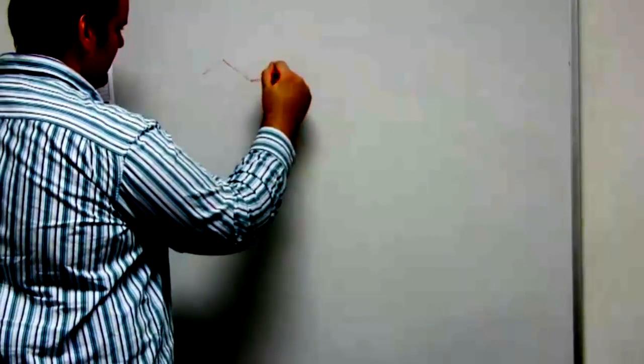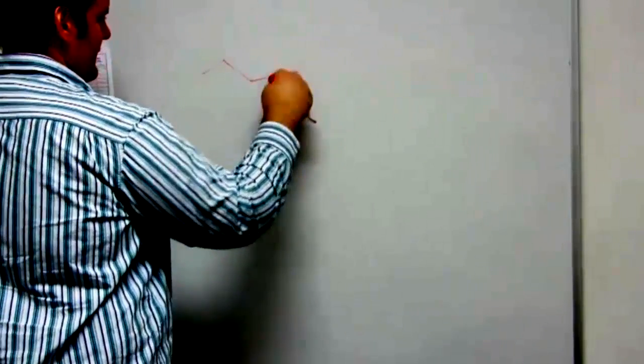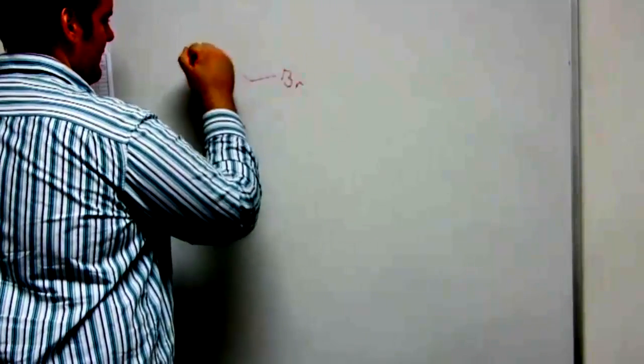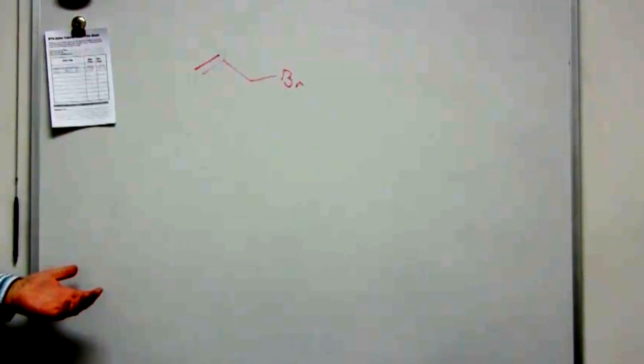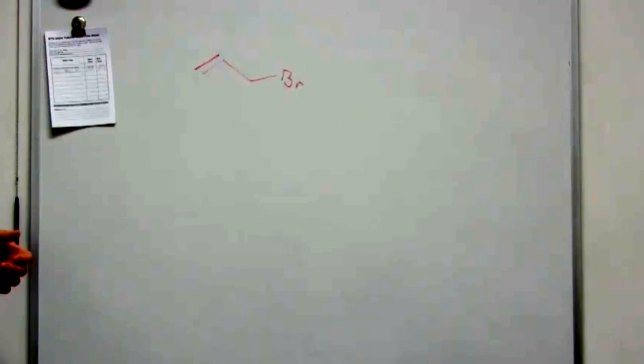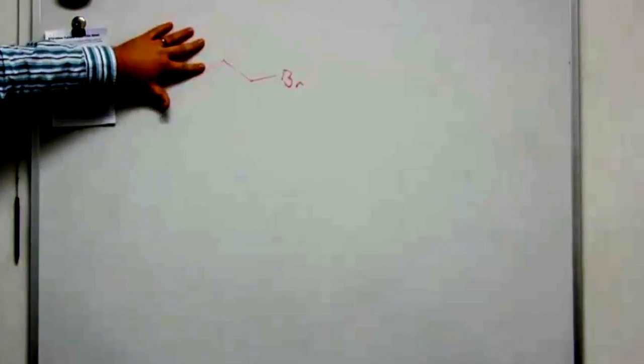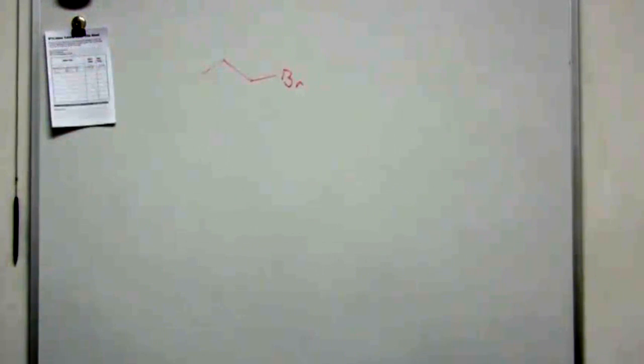Same with SN2. If I have my alkyl halide here, and then I have a double bond there, if I'm going to put a nucleophile in there, that's going to be more reactive for an SN2 than if there isn't a double bond. Okay. The reaction will be more reactive.